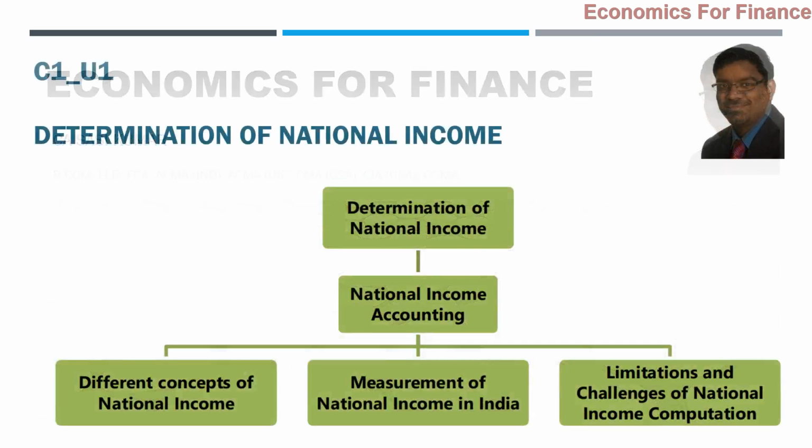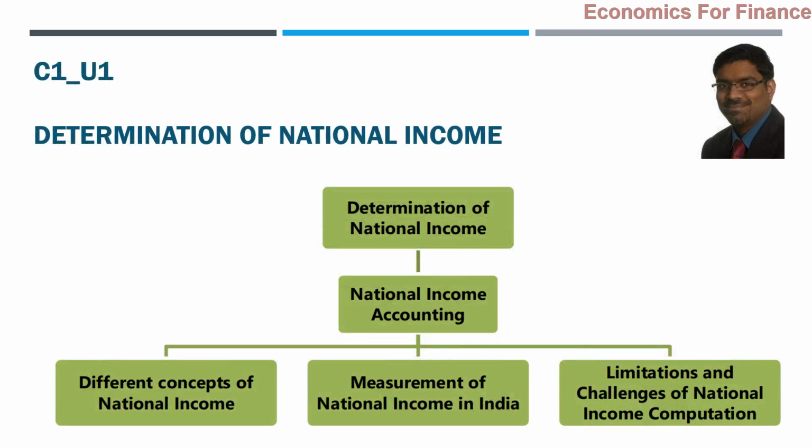In the earlier session, we started the discussion in relation to determination of national income under chapter 1, unit 1 of economics for finance, and the objectives of this chapter include national income accounting, which also consists of different concepts of national income as well as measurement of national income in India and certain limitations and challenges in the computation of national income. All of them we are discussing in this unit 1 of chapter 1.